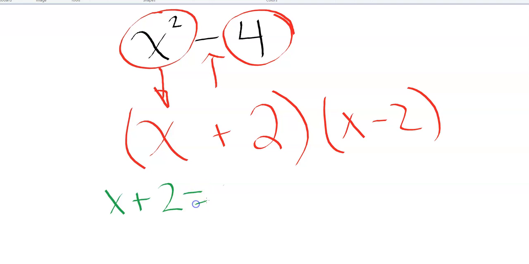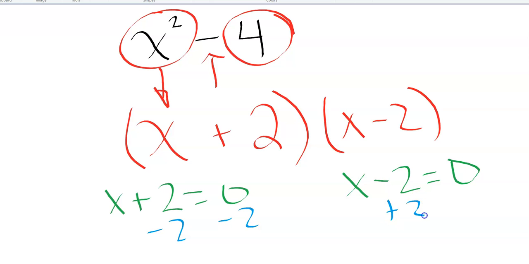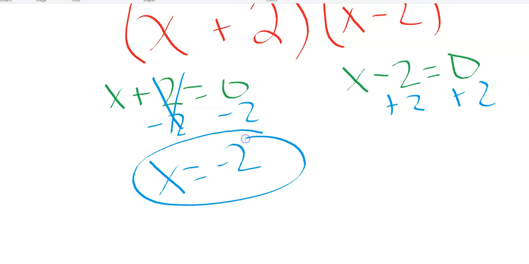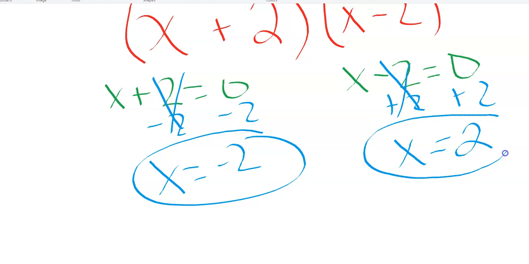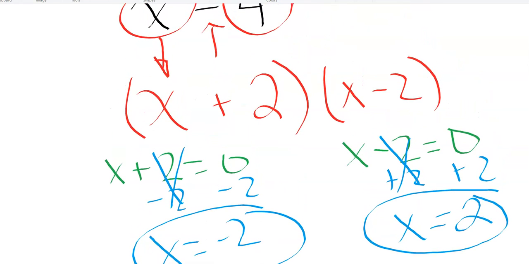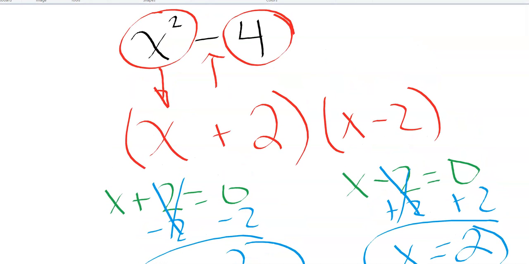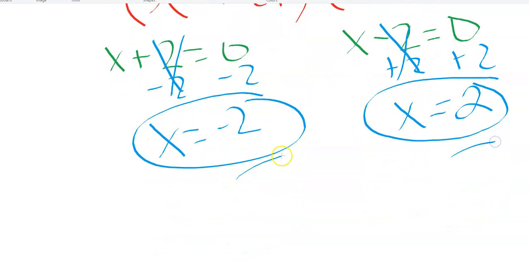So I'm going to have x plus 2 set equal to 0, x minus 2 set equal to 0. So when I solve, I'm going to subtract 2 from both sides. I'm going to add 2 to both sides, and that's going to give me x equals negative 2. And this one's going to give me x equals, those cancel, positive 2. So when you have a difference of squares, you'll start recognizing pretty quick the pattern that makes. Take the square root of both sides, it's going to give me a plus 2 and a minus 2. When I solve those, it's still going to give me a plus 2 and a minus 2, just in a different order.